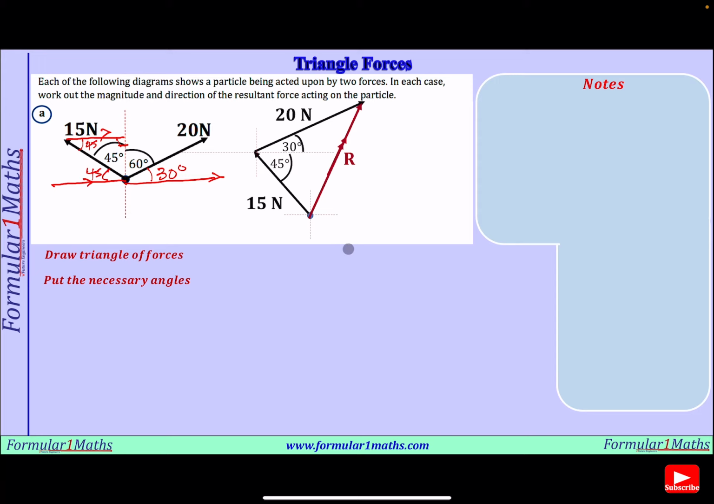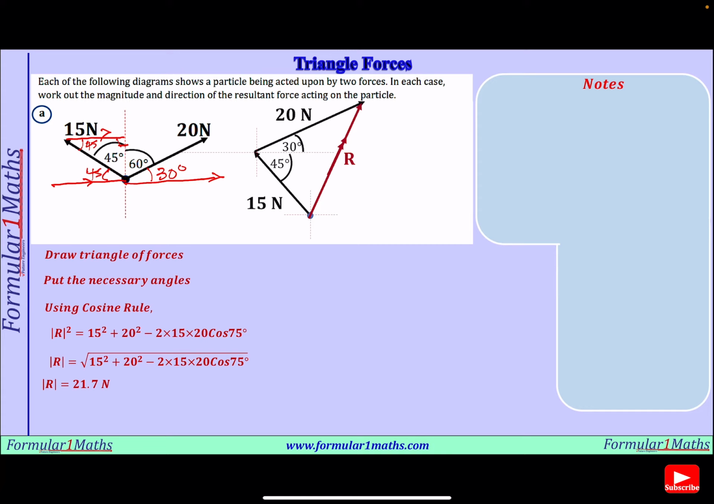Now that we have established that, we can use the cosine rule to find the magnitude of R. The magnitude squared is equal to 15 squared plus 20 squared minus 2 times 15 times 20 cos 75, which is the angle here. 45 plus 30 is 75. So evaluate that, and you're going to get 21.7 newtons, as we got before.